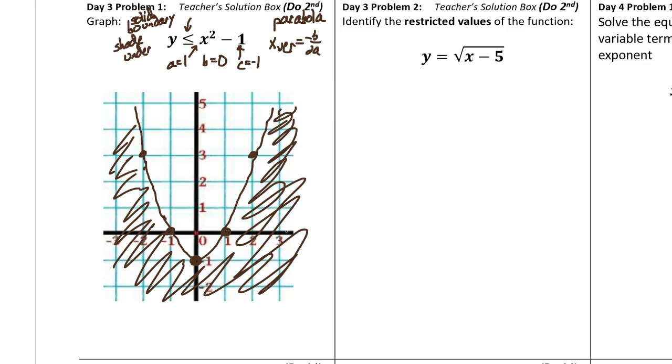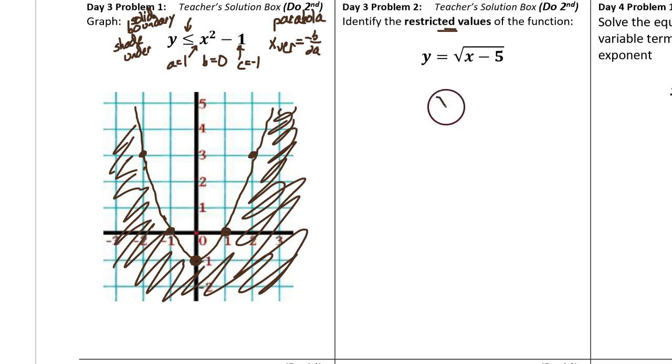Day 3, problem 2. Identify the restricted values of the function. What numbers are you not allowed to use for x? Because that would create an undefined situation. The variable x is located inside of a square root. And we know that in the set of real numbers, you can't take the square root of a negative.